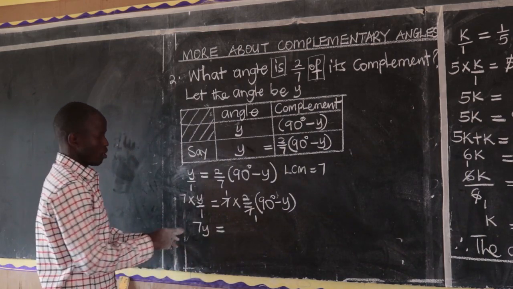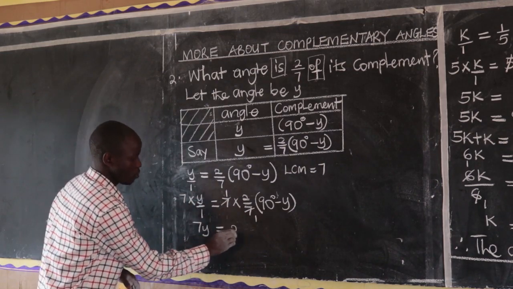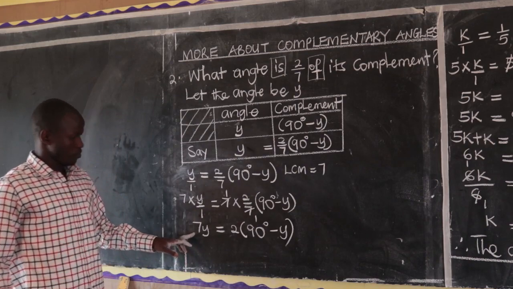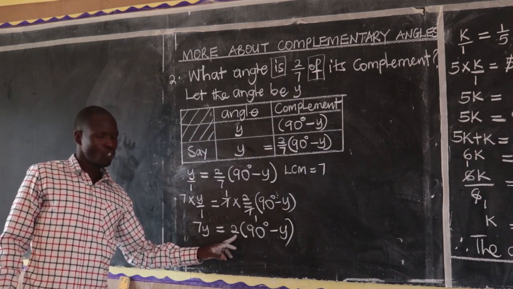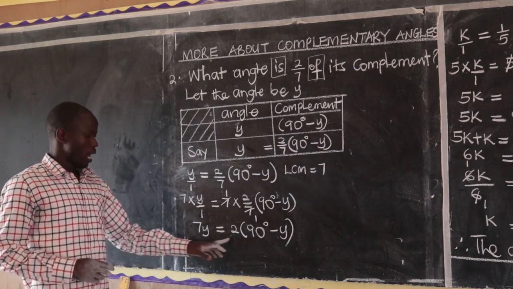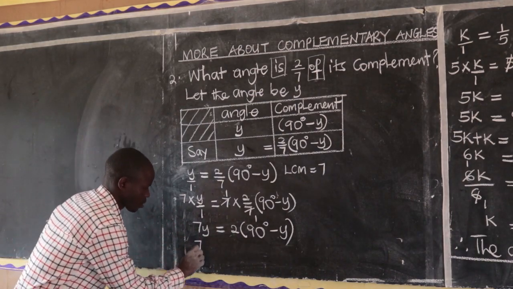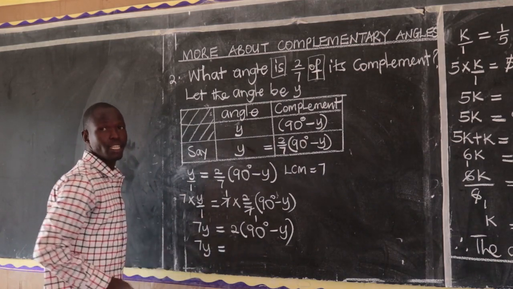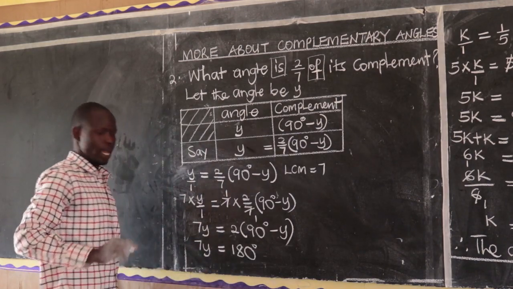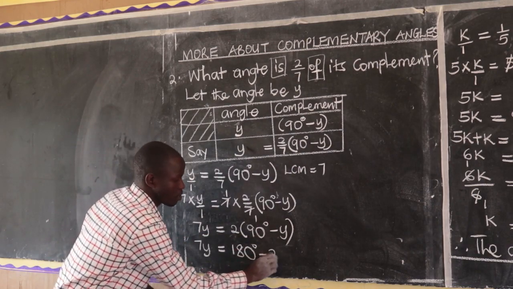In the next step, in this case we have 1 times 2. 1 times 2 will give you 2 into brackets 90 degrees minus y. 7y is equal to 2 into brackets 90 degrees minus y. And this bracket we have to open it such that you have 7y is equal to 2 times 90 degrees, which will give us 180 degrees, minus 2 times y, which will give us 2y.